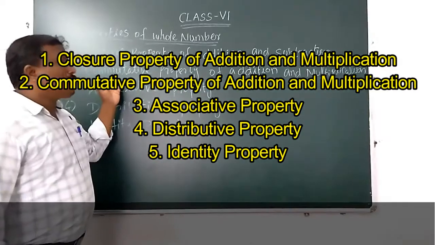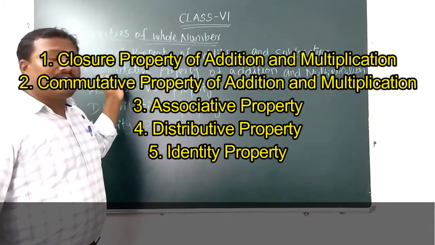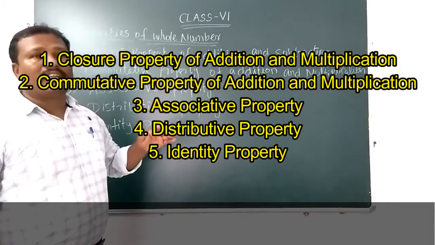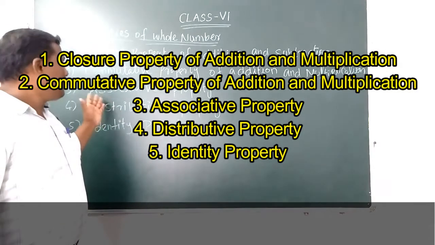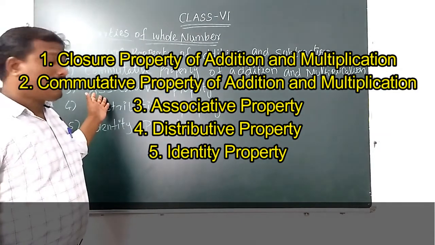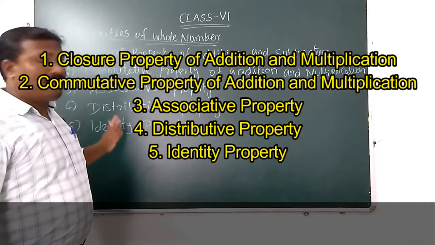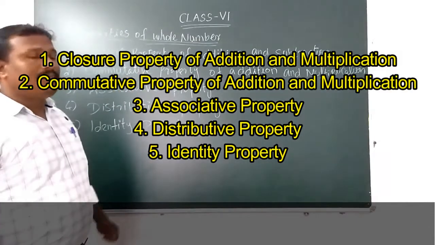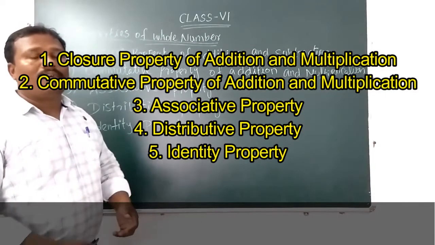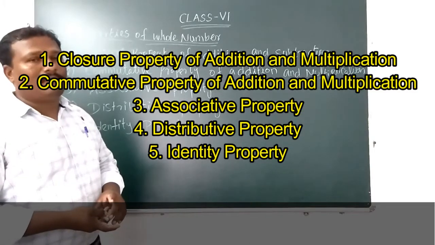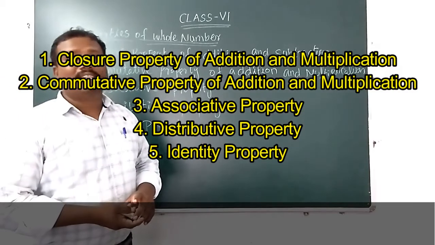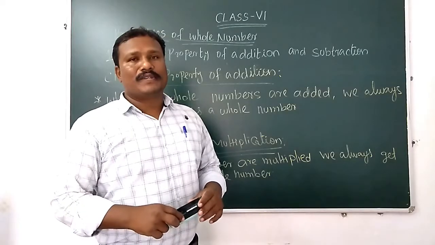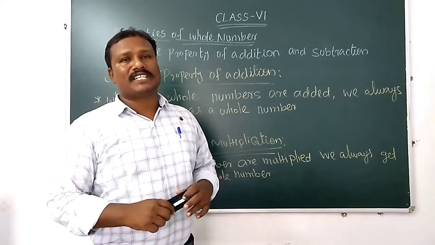Then the commutative property of addition and subtraction. When we are doing addition and subtraction, it says some rules and regulations, so we have to follow them. Then the third one, associative property. The fourth one, distributive property. The fifth one, identity property. So we will discuss one by one. Whenever we use whole numbers or natural numbers, we have to follow that property. Then only we can reduce our errors. Okay students, let me discuss the properties one by one.